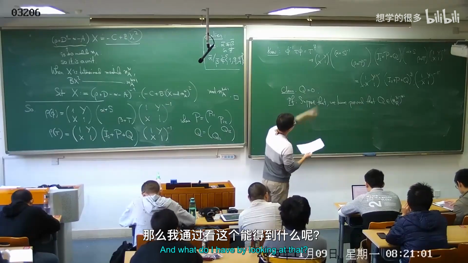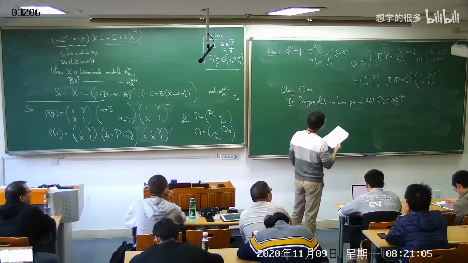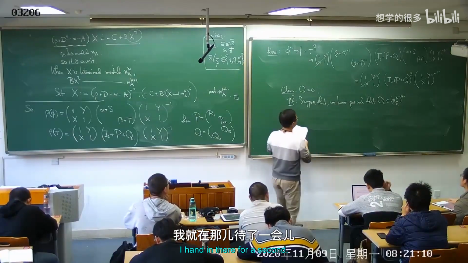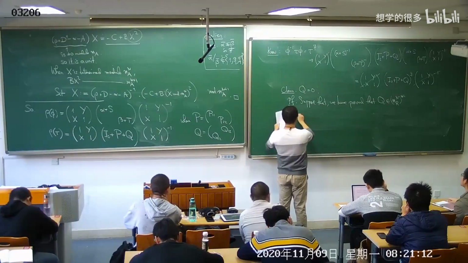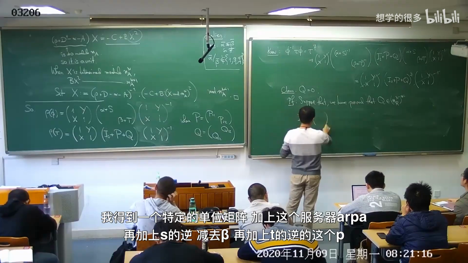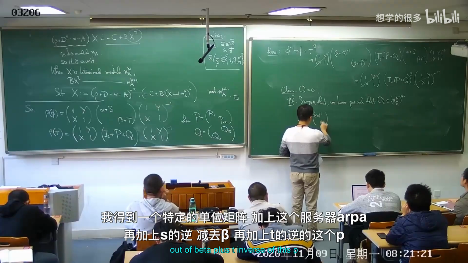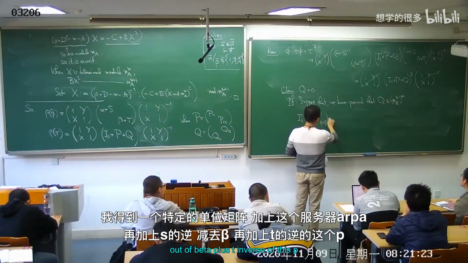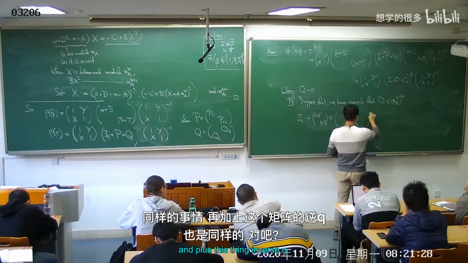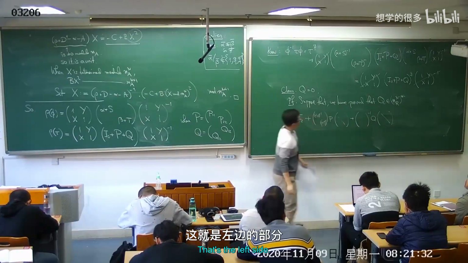And what do I have by looking at that? So let's see. Expand it out. Hang in there for a second. So what do I get? I get the identity matrix plus alpha plus S inverse, beta plus T inverse, of this P of the same thing, and plus this thing inverse Q, same thing. Right? That's the left-hand side.